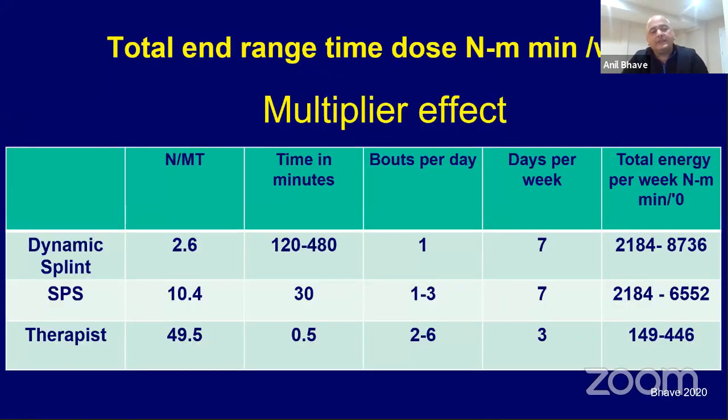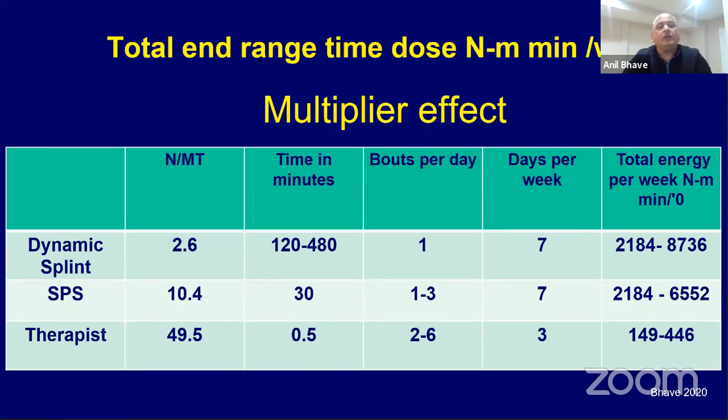I want to spend a little time with this slide because this is probably the most important reason why I do the splinting. If you look at the splinting protocols, you can see that a dynamic splint, which is a spring-loaded device, or a mechanical splint, produce about 2.6 to 10 Newton meters of force. A therapist can produce up to 50 Newton meters of force, so a lot more force by a therapist. But if you add the time you can spend in the splint versus the time the therapist can do, the total dose by a therapist is not even 10% of the total dose you get when you apply a splint for a longer period of time.